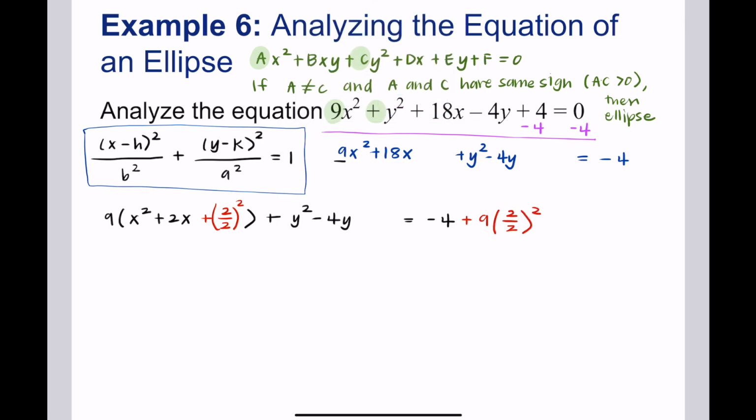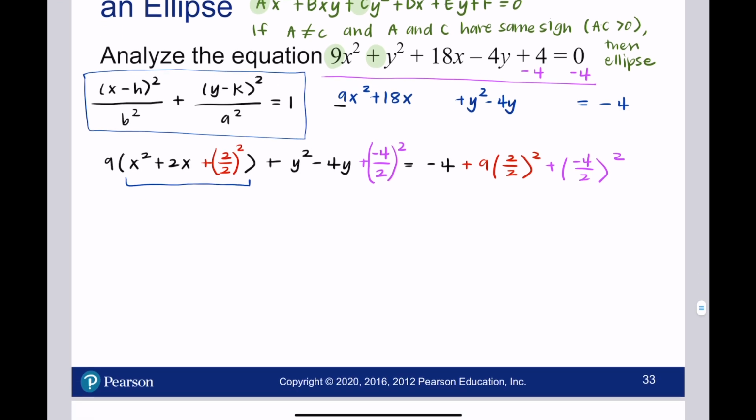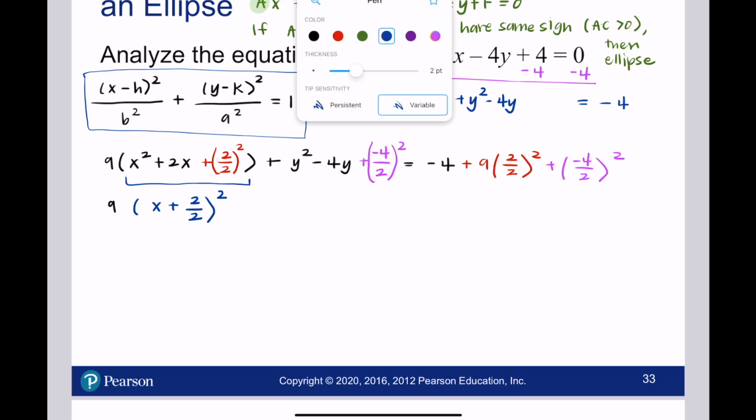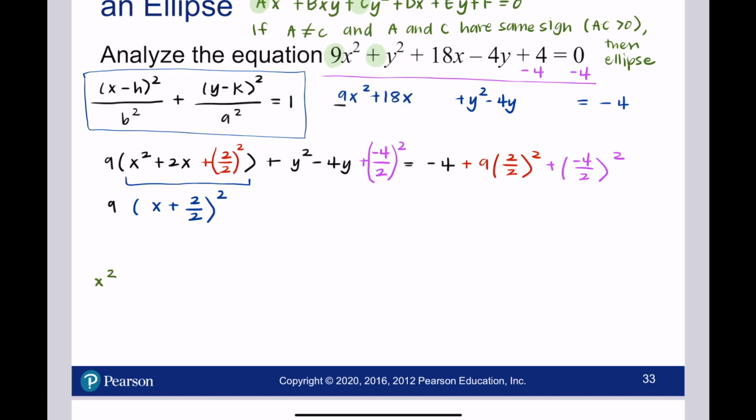Then for y squared minus 4y, what we're going to add is our b value, which is negative 4, divided by 2, and we're going to square it. So that's what we're adding to the other side as well, negative 4 divided by 2 squared. Then, when we're looking at x squared plus 2x plus 2 divided by 2 squared, that factors to x plus our b value, which is positive 2, divided by 2, and all of that is squared. And the reason why we can do that is because we know that x squared plus bx plus b divided by 2 squared factors to x plus b divided by 2 squared.